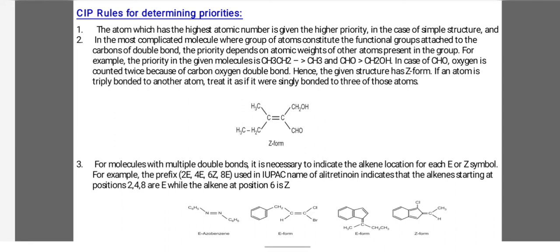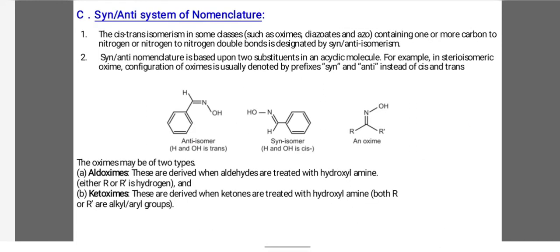Now next, the last one is cis-anti nomenclature. So the last nomenclature is the cis and anti system of nomenclature. The cis-anti isomerism is for some classes containing one or more carbon-to-nitrogen or nitrogen-to-nitrogen double bonds, and is designated by cis and anti isomerism. Cis and anti nomenclature is based upon two substituents in acyclic molecules. For example, in stereoisomeric oximes, the configuration of the oxime is usually denoted by the prefix cis and anti instead of cis and trans.